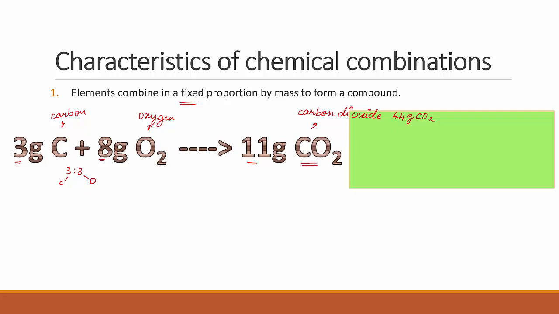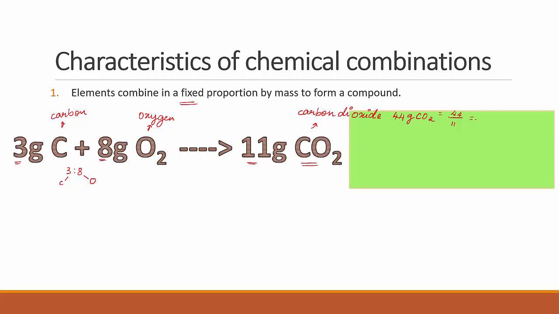So now they're telling us that we are giving you 44 grams of carbon dioxide. You find out how much carbon and oxygen is present. So what will we do to find that out? We will simply divide this by 11, because we know that the final product is 11 grams of CO2.